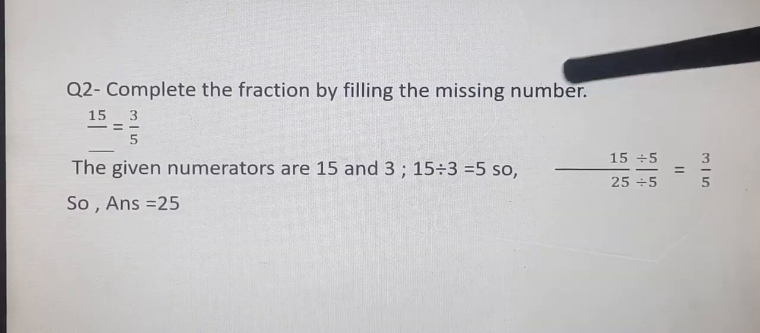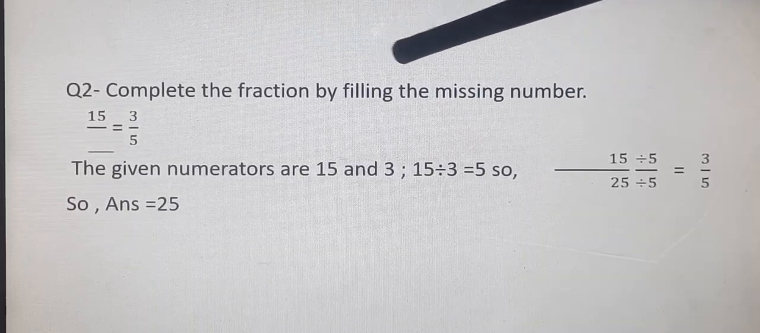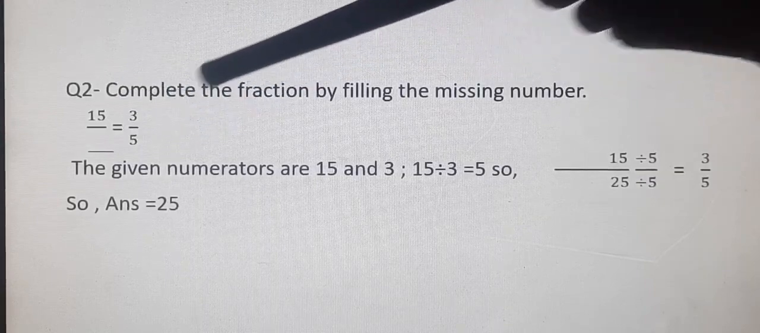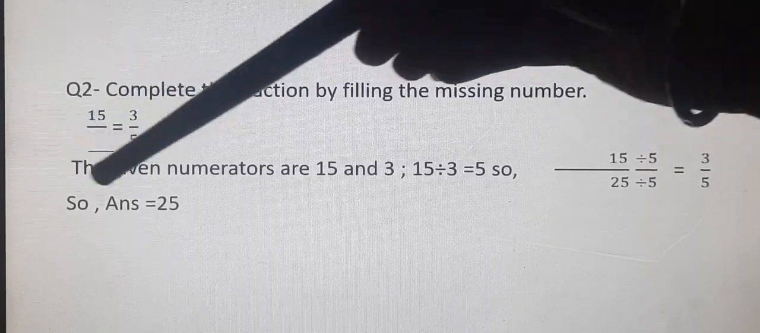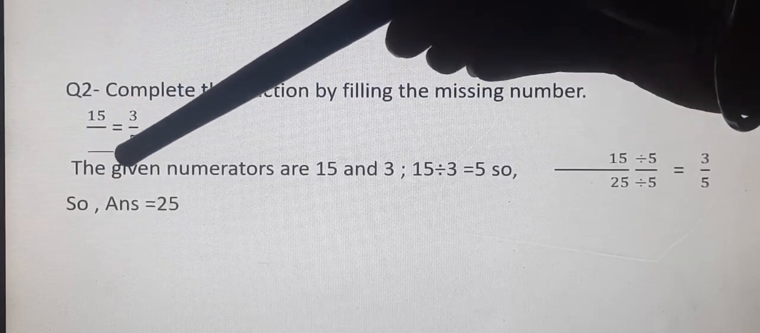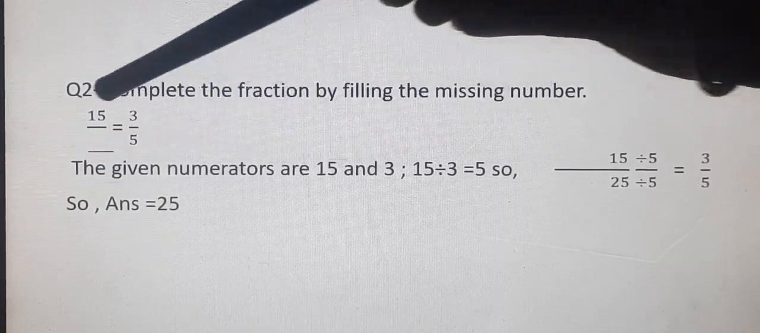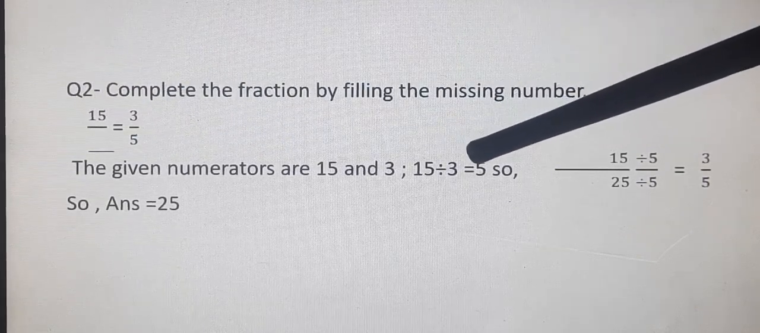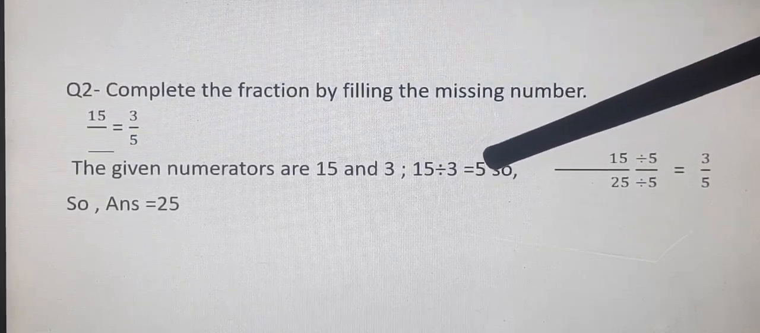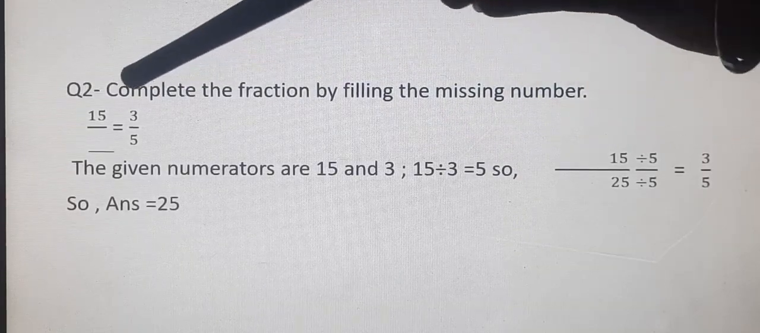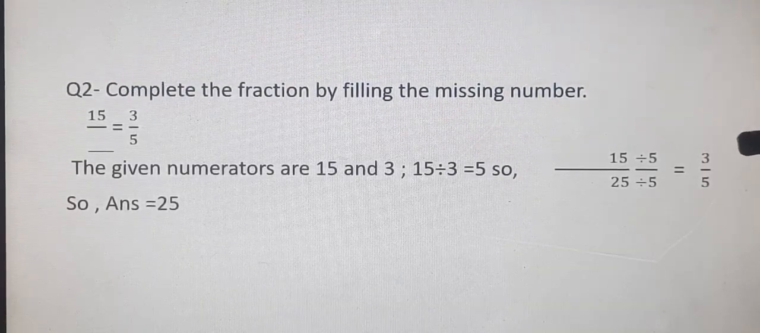Now next question is, complete the fraction by filling the missing number. 15 upon dash is equal to 3 upon 5. We have to find out this denominator. Both these are equivalent fractions. The given numerators are 15 and 3. So when we will divide 15 by 3, we will get quotient as 5. So 15 divided by 5 will give 3.